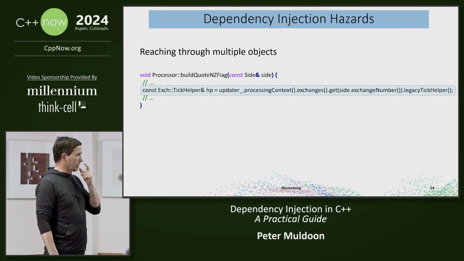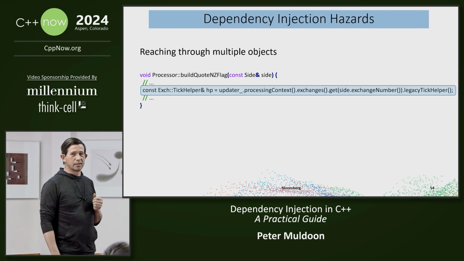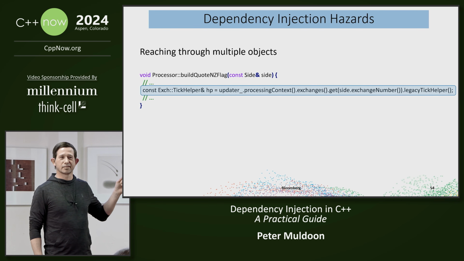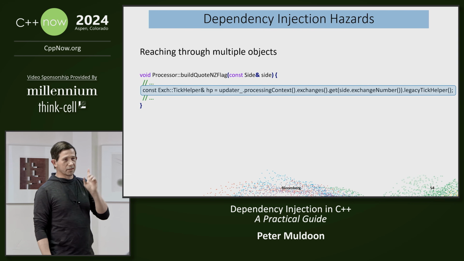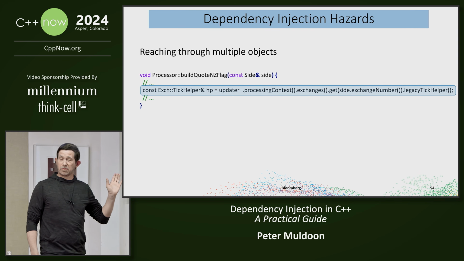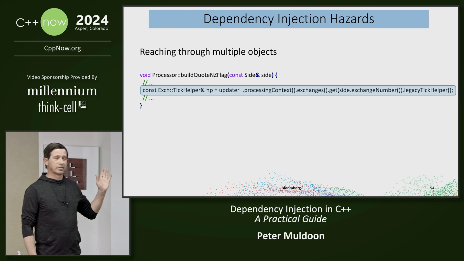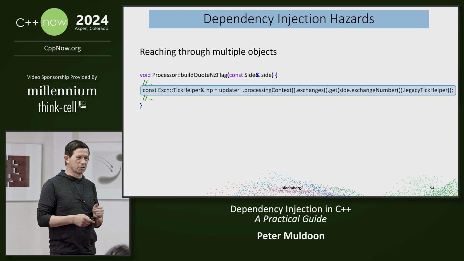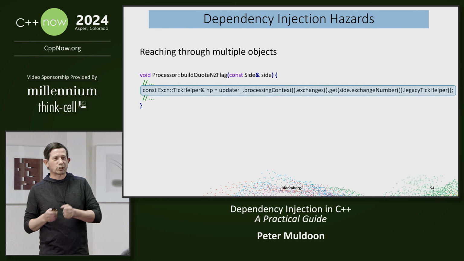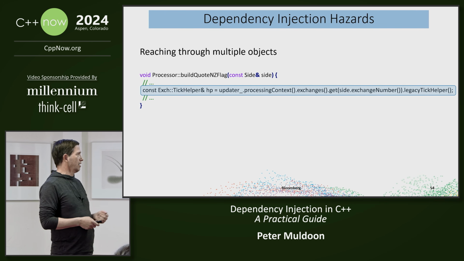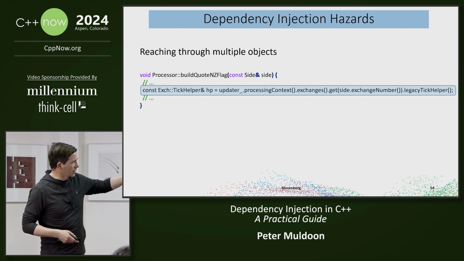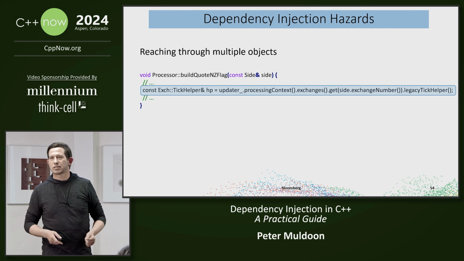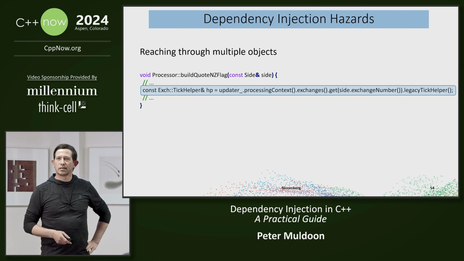All right, so reaching through multiple objects looks like this. This is a real piece of code that I had to deal with. Imagine, now the updater in that class, I could make a mock updater. And that mock updater would have to start looking a bit like trying to make a class functional, where there's a bunch of functions that just return this, so I can keep calling it on it, right? I have to put a processing context function on it, an exchanges function on it, a get function on it, and in the end just return the tick helper.